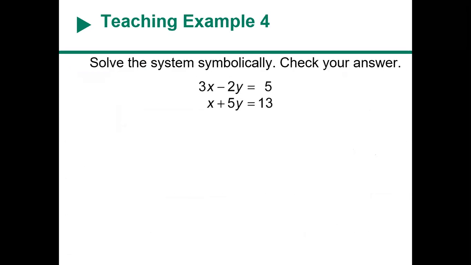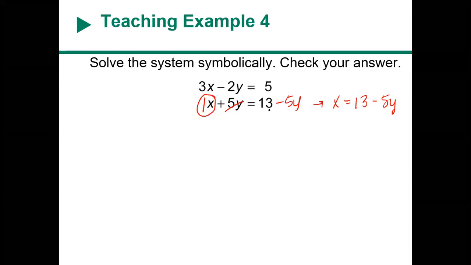And here we go. So, substitution. You want to identify the term that has a coefficient equal to 1. So in this case, it would be the second equation and the x because it has a coefficient equal to 1. Remember, the coefficient is the number in front. Okay, so we determine which one we're going to solve for. So we're going to get x by itself. In order to get x by itself, we're subtracting 5y. So now we're left with x equals 13 minus 5y.